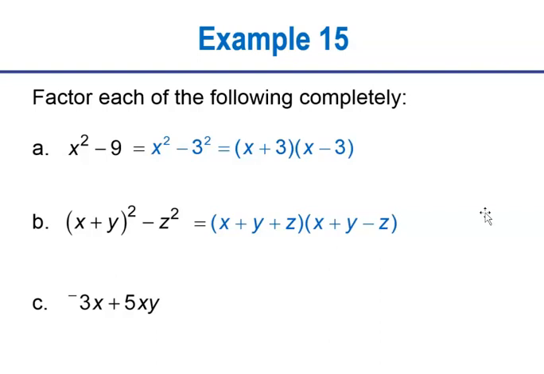Now the last problem, or C, maybe not the last problem, but C is not a difference of squares at all, okay? But notice there is a greatest common factor, and there's an x in both of these. So we're going to use the distributive property in reverse and pull out that x. So if that x comes out front, what's left here is going to be negative 3 plus 5y.